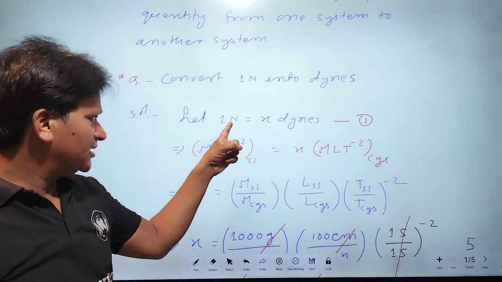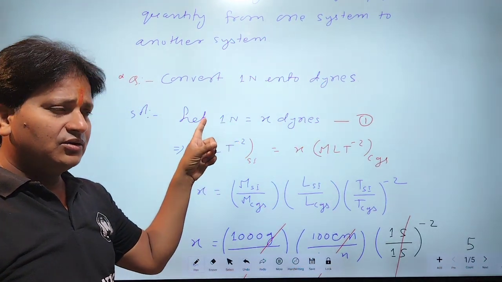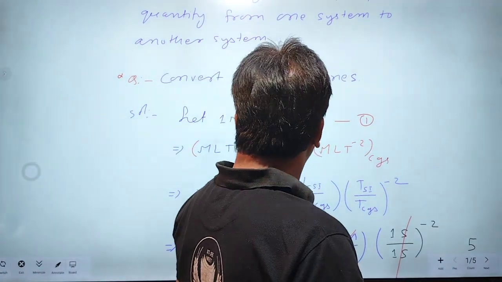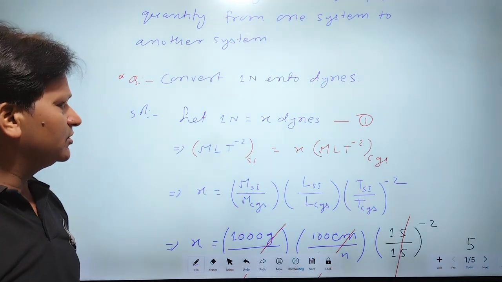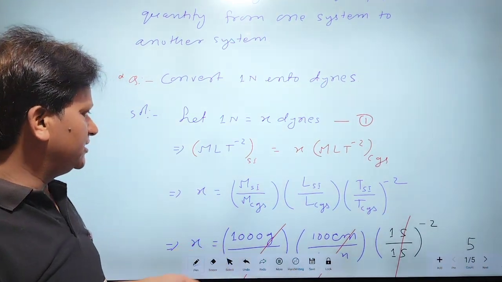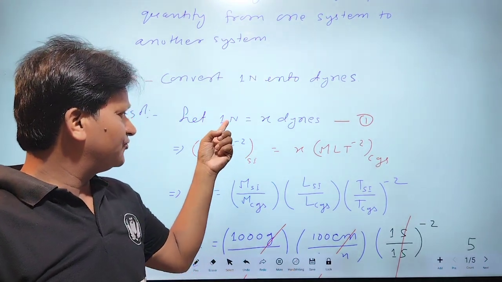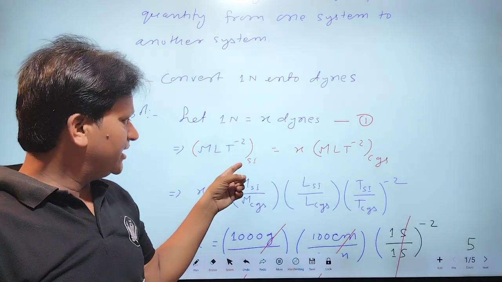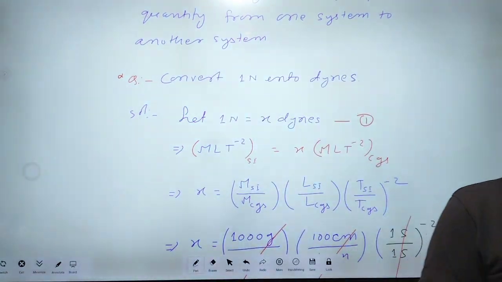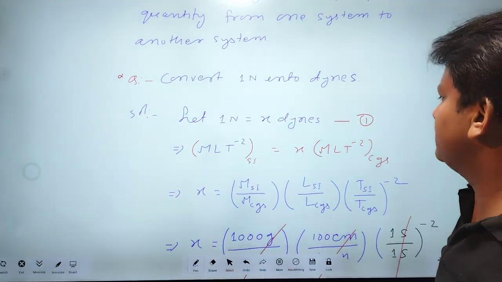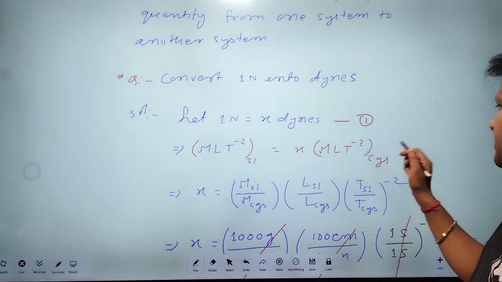This is a unit and it is Newton. Newton means this will be force. Therefore, I write the dimension of force, and on the left side there will be SI unit, and on the right side there will be CGS unit.